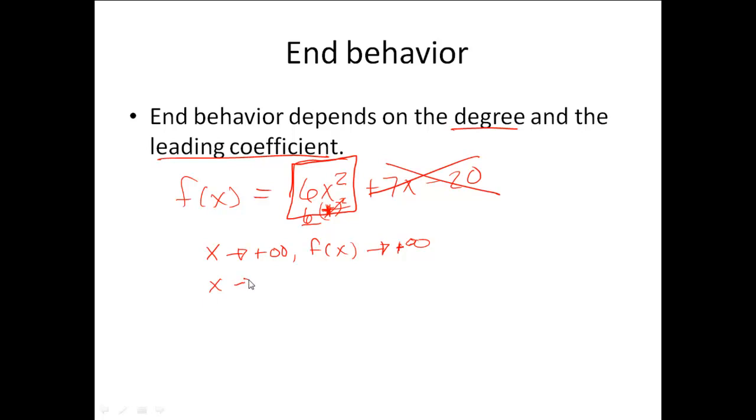Then I do the second half. As x approaches negative infinity, f of x approaches. Now I need to go back here to the 6x squared and do the same type of thinking. If I put a really big negative number in for x and I square it, it's going to turn into an even bigger positive number, because remember, two negatives make a positive. Well, then if I take that really big positive number and I multiply it by 6, it's going to become an even bigger positive number. So over here, I would end up approaching positive infinity.